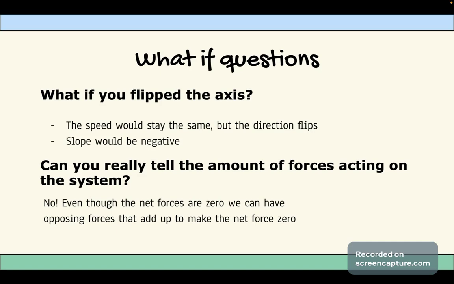Can you really tell the amount of forces acting on the system? No. Even though the net forces add up to 0, we could have 2 forces that add up to 0, or maybe 10 forces that all add up to 0. We can't confirm how many unless you're actually looking at each of them individually.